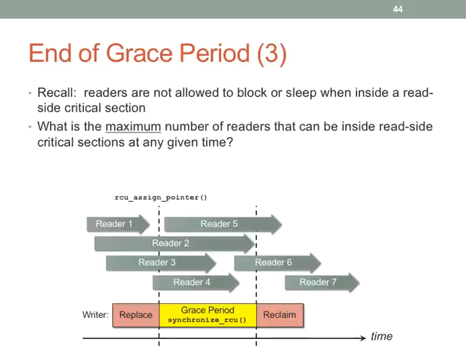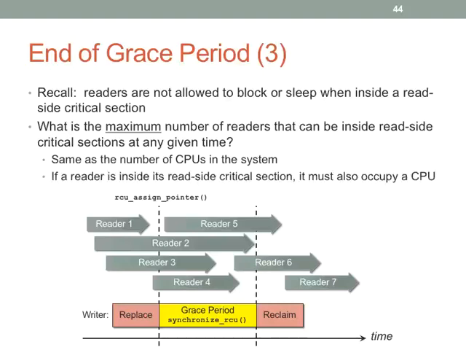Just one? Is that how many CPUs are on the system? What if I have 4 CPUs? How many readers can be active? Yeah, 4. So the maximum number of readers is the number of CPUs on my system, right? Otherwise, if there was one more than that, then I would have had to context switch away from it and it would be blocked. So that's not allowed. That's the constraint. We're not allowed to switch away from a reader until it finishes its read side critical section.